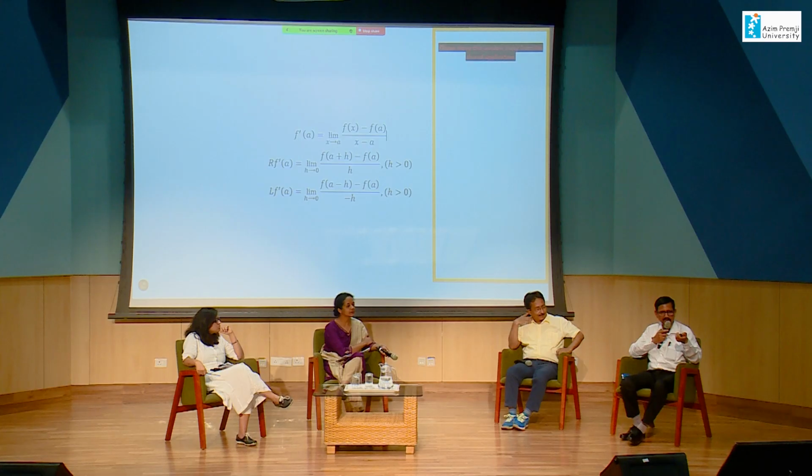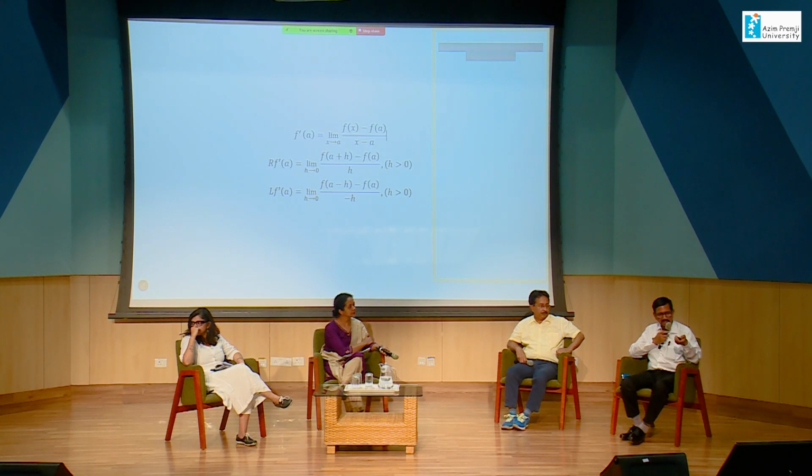f dash a is equal to the limit of f of x minus f of a upon x minus a when x tends to a. If this limit exists, that is the derivative at a. And we can always establish the equivalence of this limit with the earlier limit that we gave in class 11. Immediately after that, we say that this limit would exist provided the right-hand limit and the left-hand limit both exist and are equal. The right-hand derivative actually is the limit of f of a plus h minus f of a upon h when h tends to 0. That's the right-hand derivative, and the left-hand derivative at a is actually the other one.